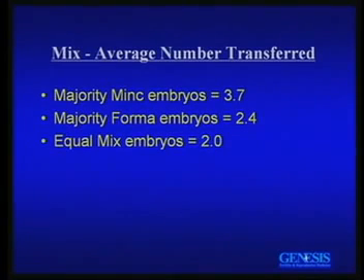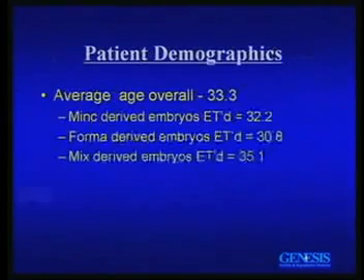When I broke down the mixed system, the average number of embryos was 3.7, 2.4, and 2.0. The average age of our patients was 33.3. For the patients that had only MINC-derived embryos, the average age was a little over 32. For the forma embryos, it was a little younger, 30.8, and the mix was our older patients, 35.1.